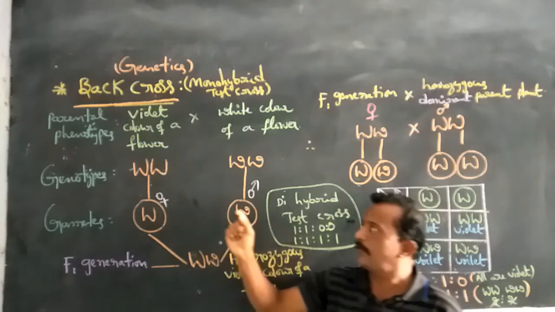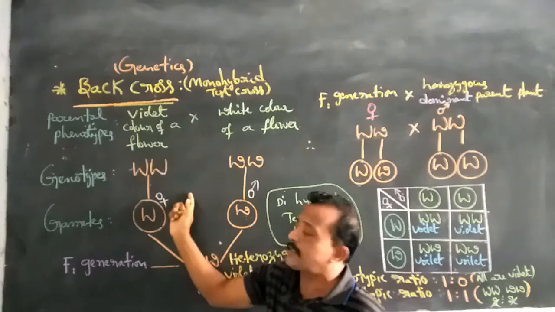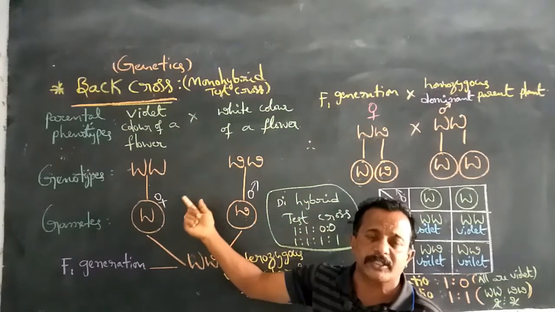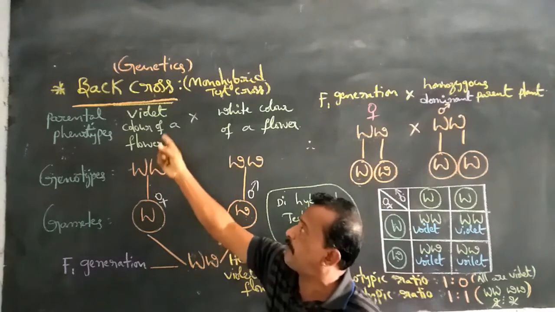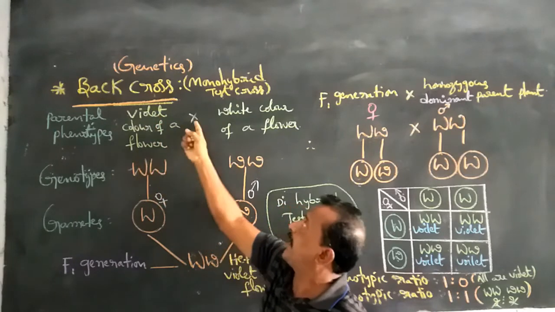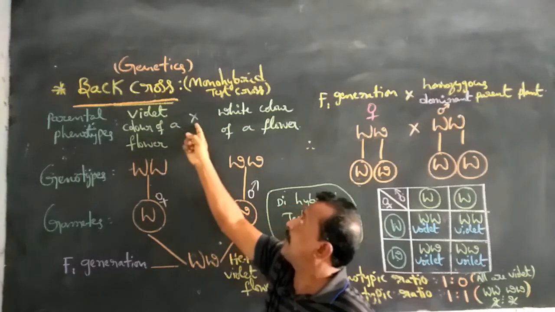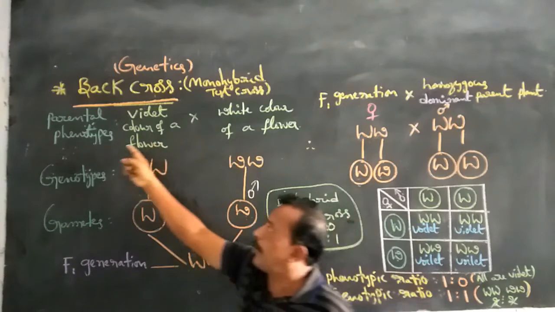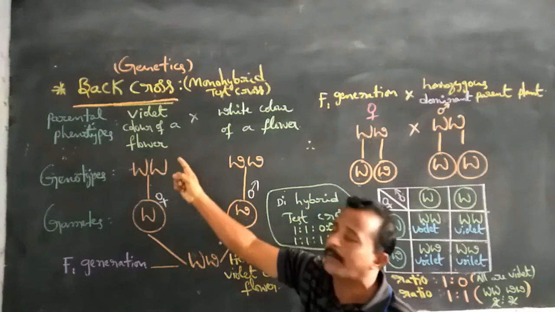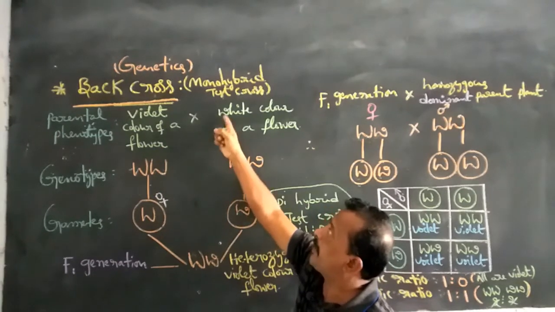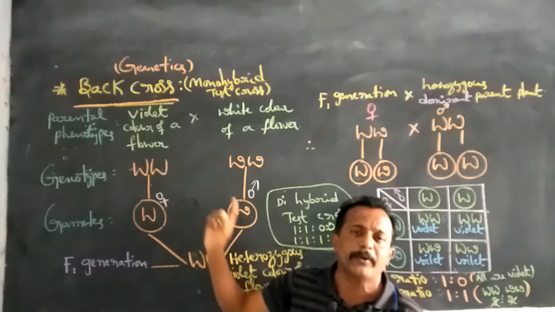Okay now, first we are going to discuss back cross. This back cross is also one kind of test cross, or test cross is also one kind of back cross. So those parental phenotypes are here. One is a violet color of a flower, another one is a white color of a flower. One parental phenotype is the homozygous dominant violet color of a flower. Another parental phenotype is the homozygous recessive white color of a flower. These two are parental phenotypes.